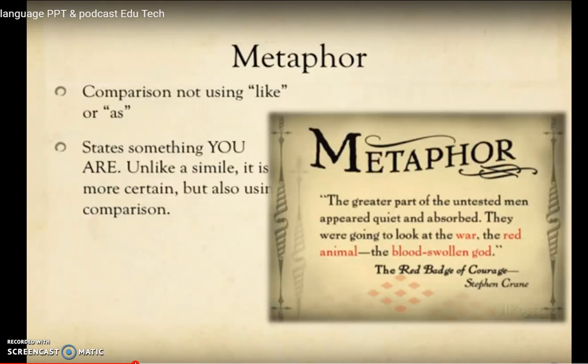Our next one is going to be a metaphor. A metaphor is very similar to a simile, but it does not use like or as. It just states something and compares two things. States something you are. Unlike a simile, it's more certain, but also using comparison. Over in our little box, it says, the greater part of the untested men appeared quiet and observed. They were going to look at the war, the red animal, the blood-swollen god. This is a quote taken from The Red Badge of Courage, and it's comparing two different things.